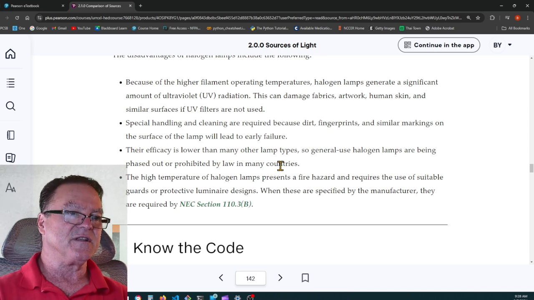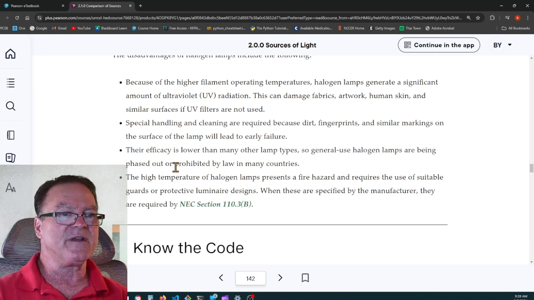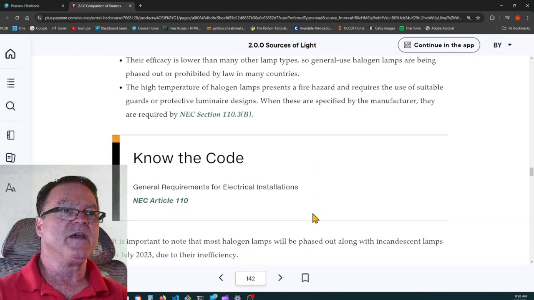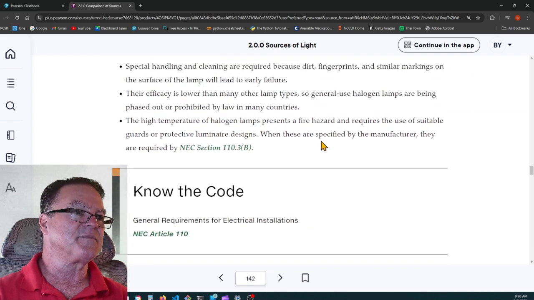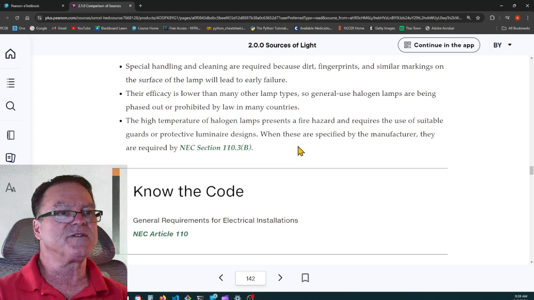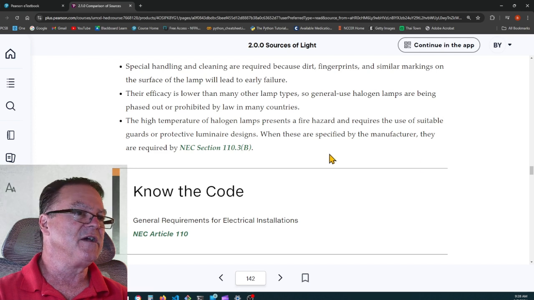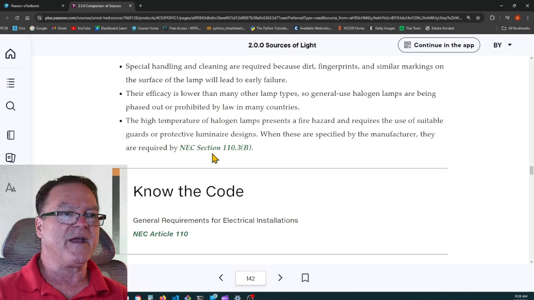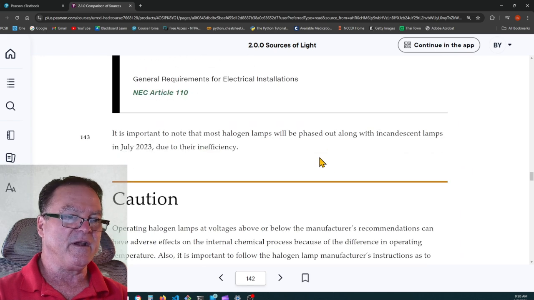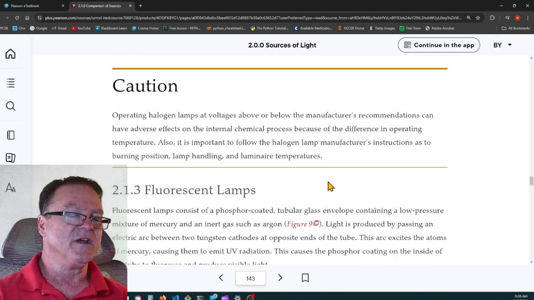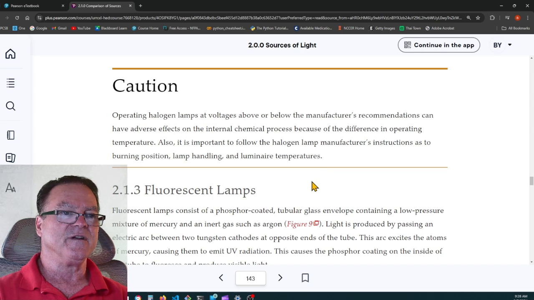Their efficacy is lower than many other lamp types. General use halogen lamps are being phased out or prohibited by law in many countries. And the higher temperature of halogen lamps presents a fire hazard and requires the use of suitable guards or protective luminaire designs. When these are specified by the manufacturer, they're required by NEC section 110.3(B), following any rules with the packaging of the item. Fluorescent lamps.